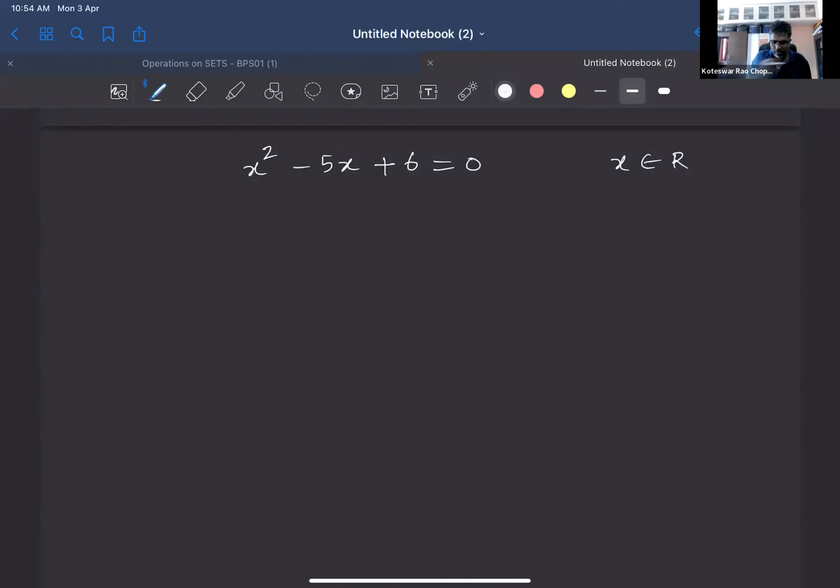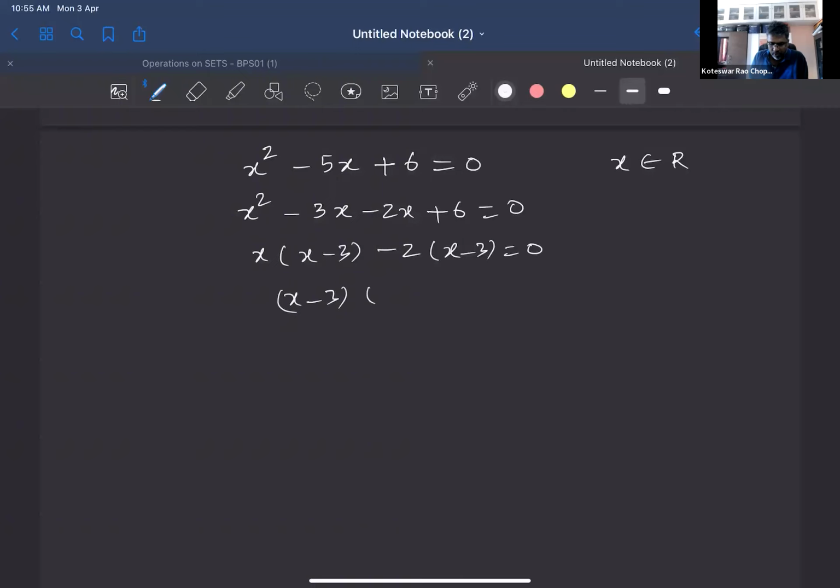It is easy to solve, right? Yes, 3 and 2 will satisfy. Now, how did you solve? You actually factorized this, right? So you take x square, and the minus 5x I can write as minus 3x and minus 2x, plus 6 equal to 0. Then x into x minus 3 is common, and minus 2 common. So x minus 3 into x minus 2 equal to 0.